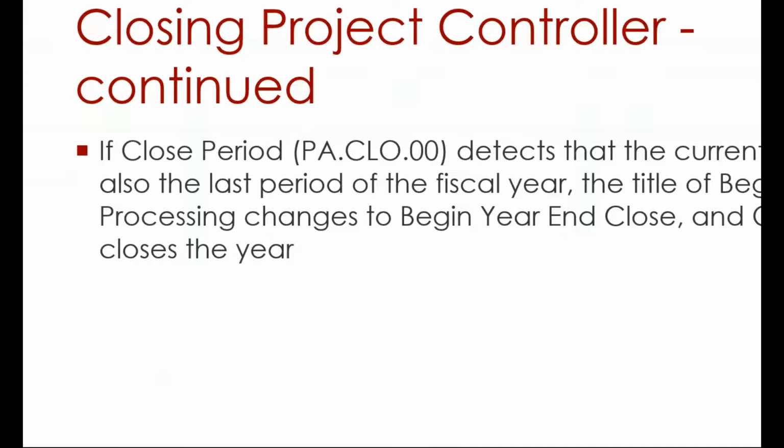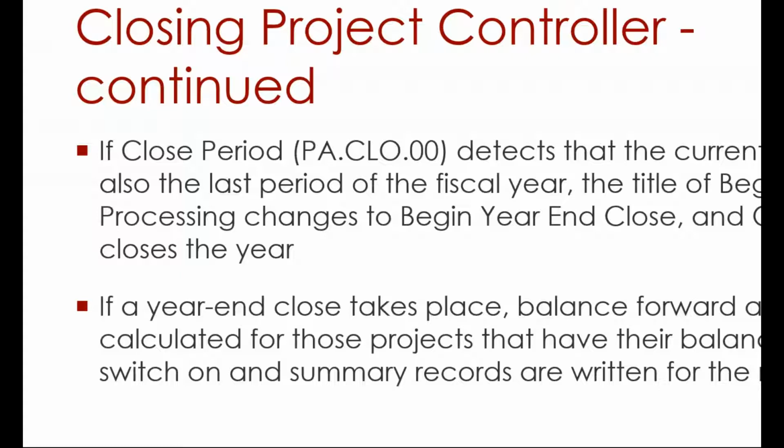If the close period screen detects that the current period is also the last period of your fiscal year, the title of the Begin Processing button on the screen is going to change to Begin Year-End Close, and it will close the year. If a year-end close takes place, balance forward amounts are calculated for those projects that have their balance forward switch on, and summary records are written for the new year.